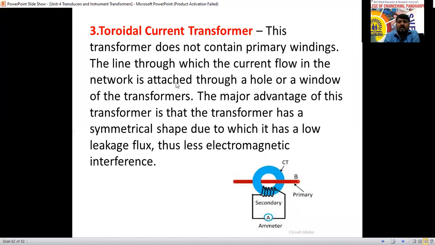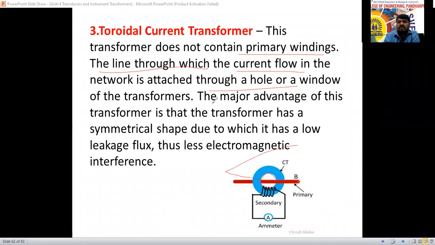This type of transformer does not contain any primary winding. The line through which the current flows in the network is passed through a hole. We have made a hole here, and this line is going to pass through it.